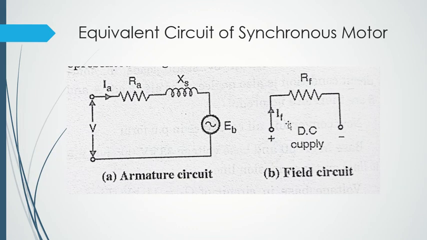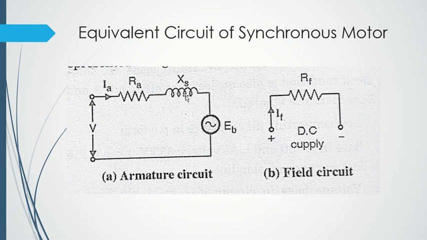Now first let's discuss the equivalent circuit of the synchronous motor. Look at this figure. On the left we have the armature circuit, on the right we have the field circuit, and we are providing three-phase AC supply to the stator winding. The armature resistance will be RA, and the synchronous reactance will be XS. And where will the EMF be induced?